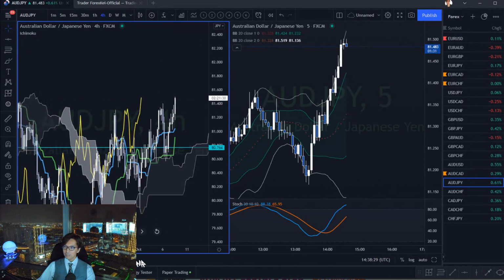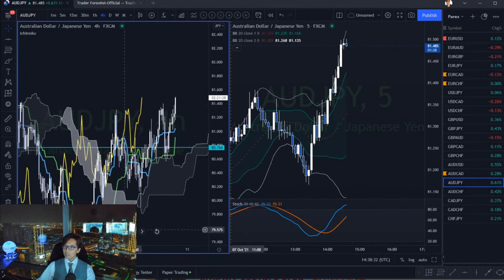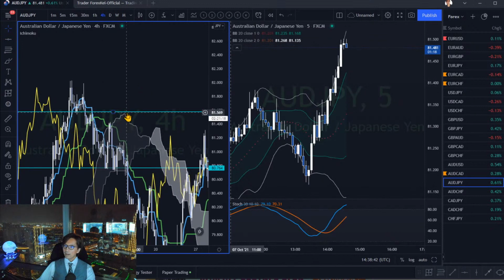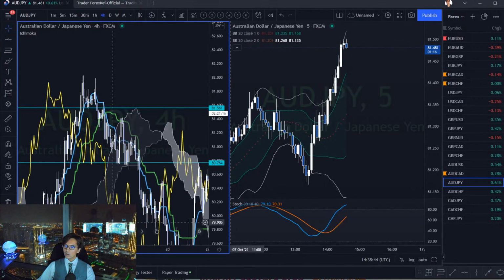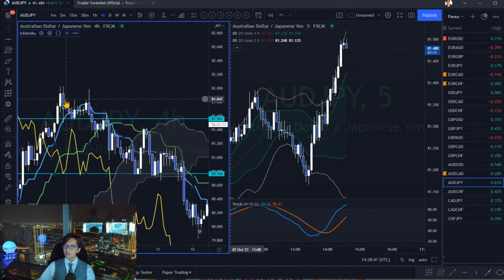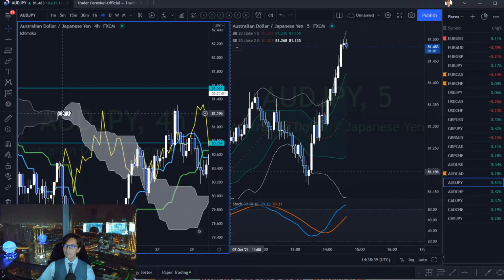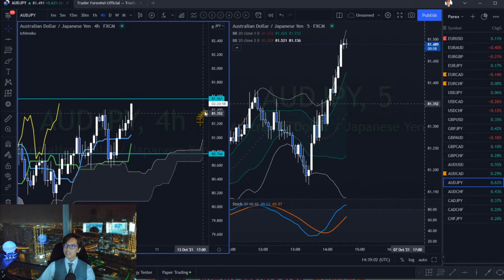So I can zoom out the chart like this, and it looks like there are resistance levels around here. So I would take that not only the resistance, but there was a reversal line, support and resistance here from September 6th and September 7th. There was a support resistance. So the market might retrace somewhere at 81.56.